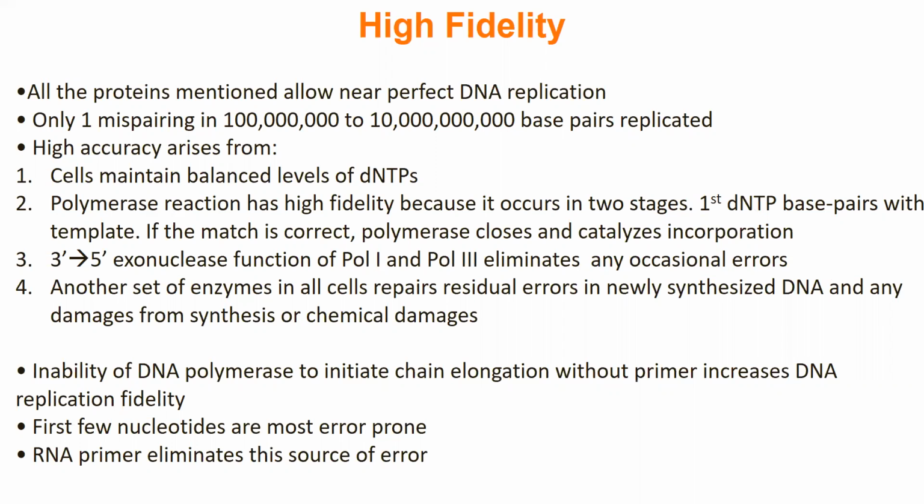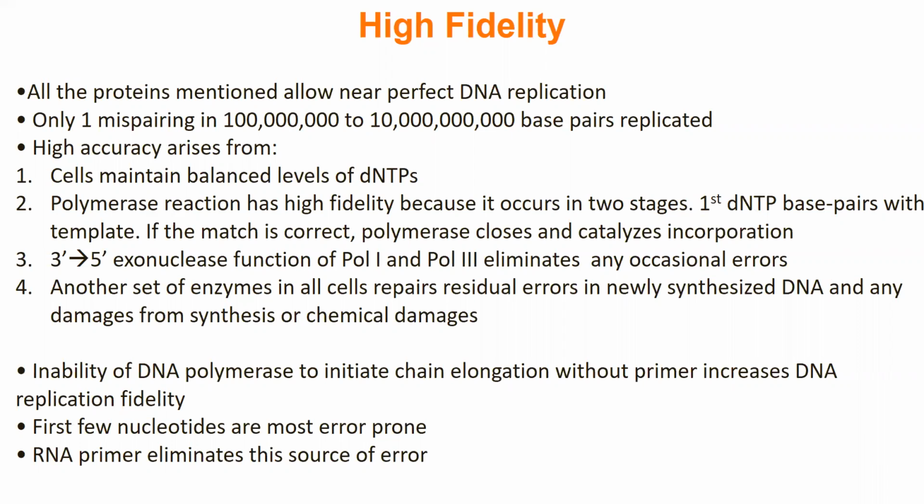Why is it so good? One, you have balanced levels of NTPs. So if you had a lot of ATP versus the other NTPs, you would probably add in A's on error more often. But since the cell is going to keep roughly the same levels of all these nucleotide triphosphates, you're less likely to make an error because of that.